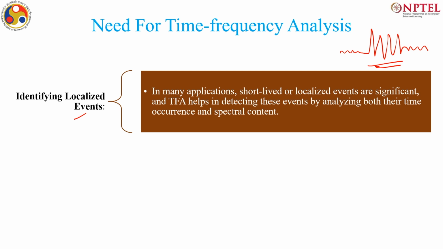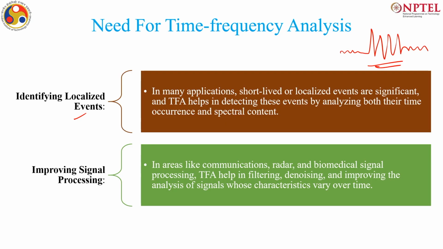Similarly, say when I am recording the EEG signal and say I am moving my eyes like this, so there is a specific frequency content present at that location. So, I want to capture that specific region in time where those specific frequencies representing the eye movements are present. And also improving signal processing, like if I know that region, that is an artifact in the signal, so I can easily filter them out or remove them.